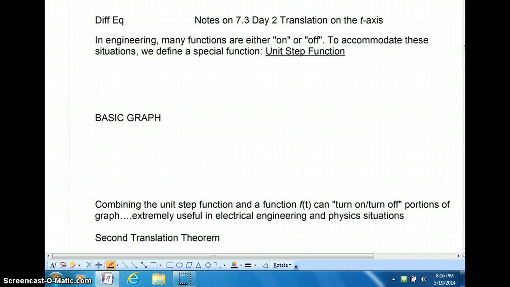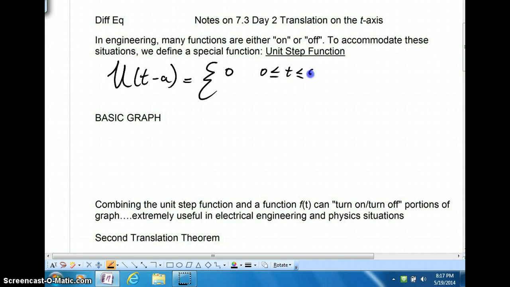For lesson 7.3, day 2, we're going to look at a translation on the t-axis, and in engineering there is something called a Heaviside function. It's a function that's considered on or off, and we define this special function, the Heaviside function, or the unit step function. It's usually written as u of t minus a, and it's thought to be 0 for t between 0 and a. Actually, not even equal to a. Let's fix that. And then 1 if t is greater than or equal to a.